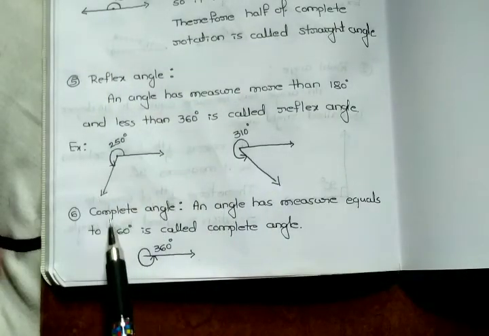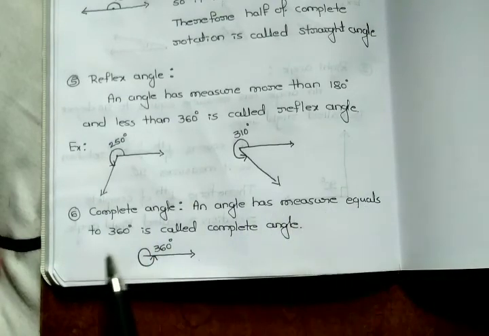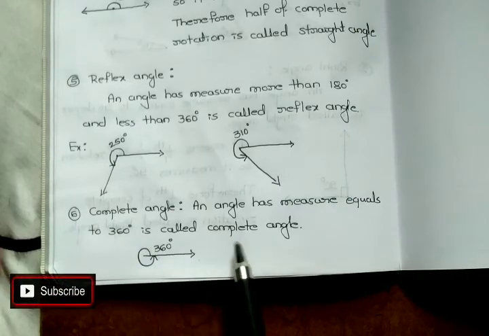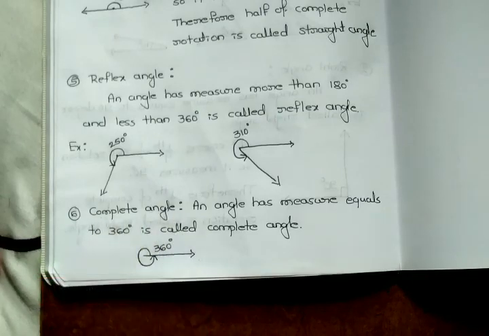Next, complete angle. An angle has measure equal to 360 degree, then such type of angle is called what here? Complete angle. One complete rotation is nothing but how much degree? 360 degree. Then such type of angle is going to be called what here? Complete angle.